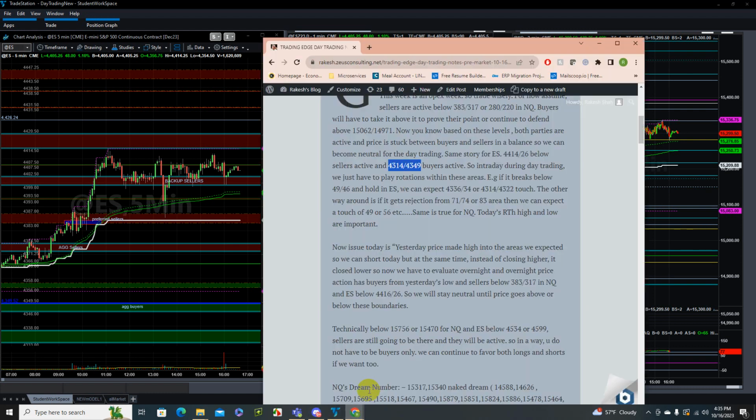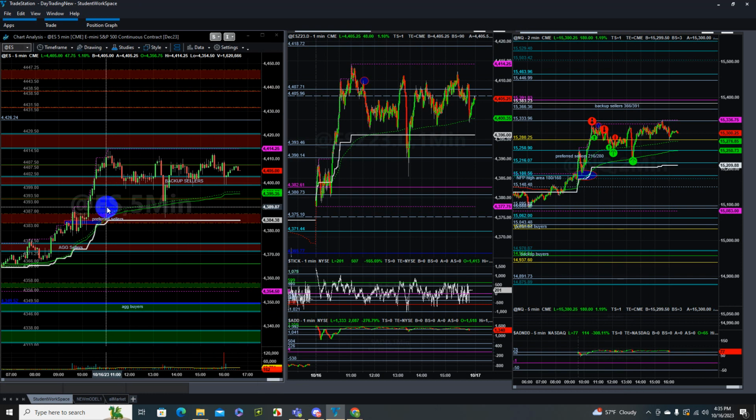Now we just have to play rotation within these areas. If it breaks below 49.46 and holds, we can expect 36.34, 14.22, etcetera. The other way around, if it gets rejection from the 71.74 or 83 area, then we can expect a touch of 49 or 56, right? So 71.74 is way up here, right?